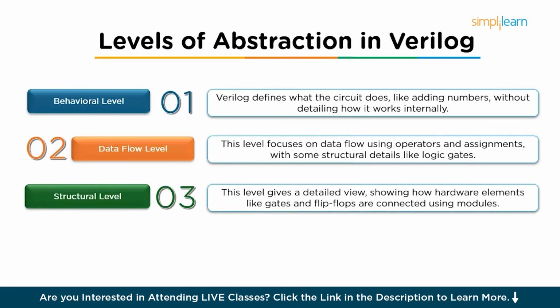The third one is the structural level. This level involves the most detailed descriptions of the circuit, specifying exactly how different components are connected. This level of abstraction uses modules that represent actual hardware elements such as gates, flip-flops, and other fundamental components, and shows how these components are integrated.